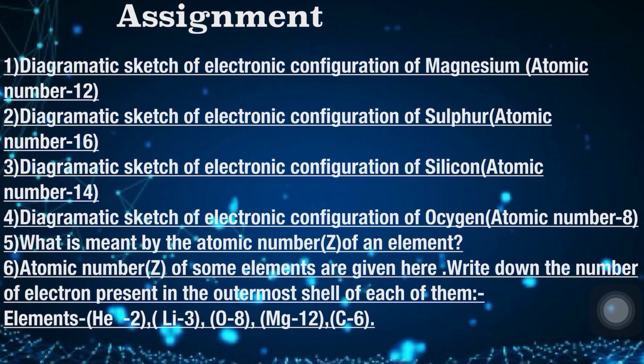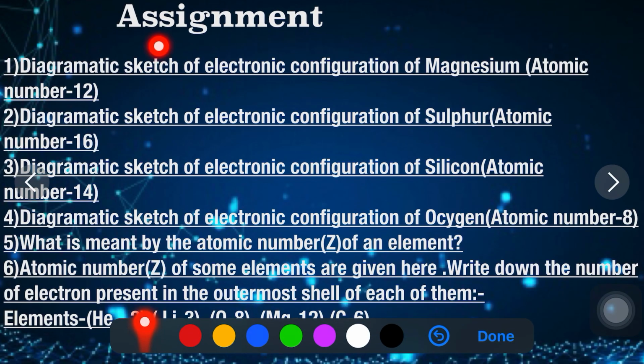So student, I want you all to do a small assignment based on this video. Diagrammatic sketch of electronic configuration of magnesium, atomic number is 12. Again, diagrammatic sketch of electronic configuration of sulfur, atomic number is 16. Diagrammatic sketch of electronic configuration of silicon with atomic number 14. Diagrammatic sketch of electronic configuration of oxygen with atomic number 8.